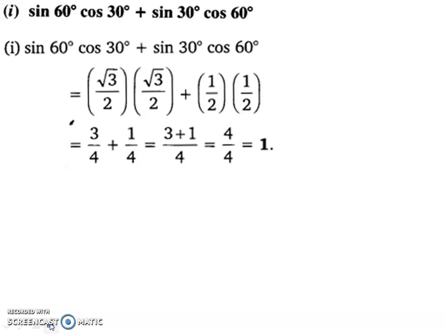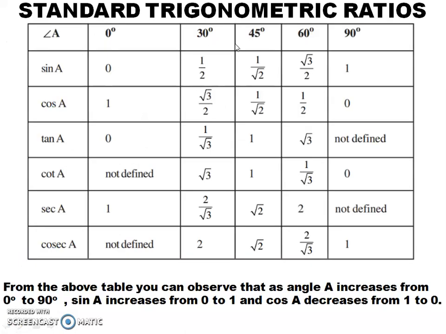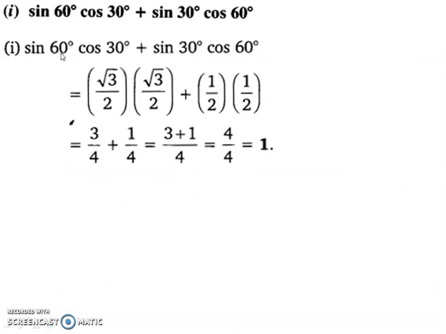As usual, using BODMAS, you will do the multiplication first and then add. So what is sine 60 degree? As you haven't learned the trigonometric ratios, we'll go back to the previous slide and see what is sine 60. What is sine 60? Sine 60 is root 3 by 2. And what is cos 30? It is again root 3 by 2. So sine 60 into cos 30, root 3 by 2 into root 3 by 2. What is root 3 by 2 into root 3 by 2? It is 3 by 4.